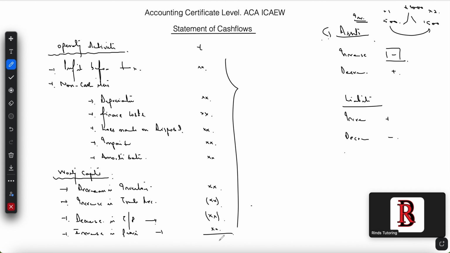By adding all of these numbers, you will have cash generated from operations. It can be a positive or negative number, cash generated or used from operations.